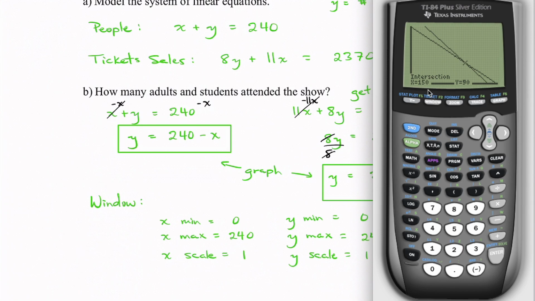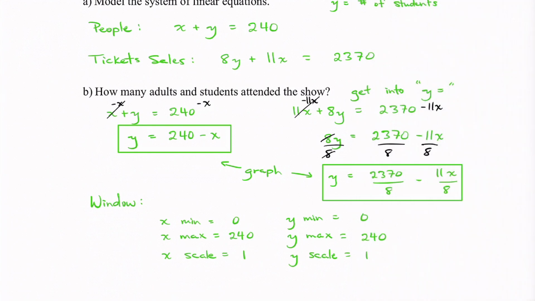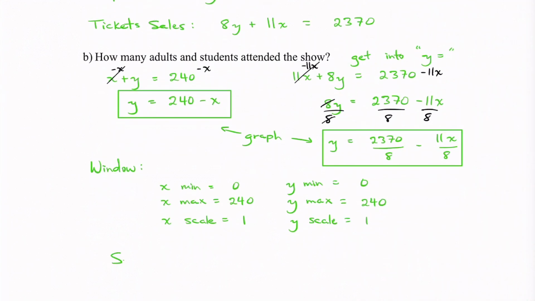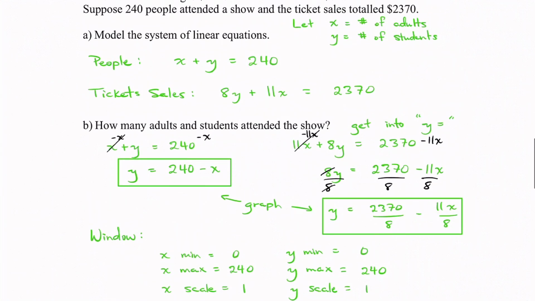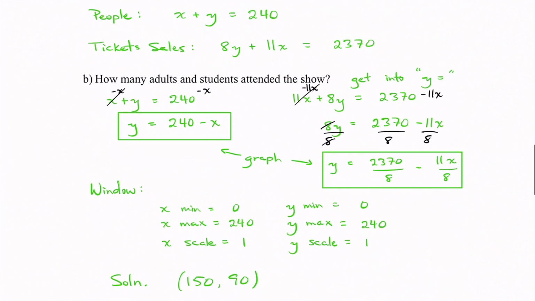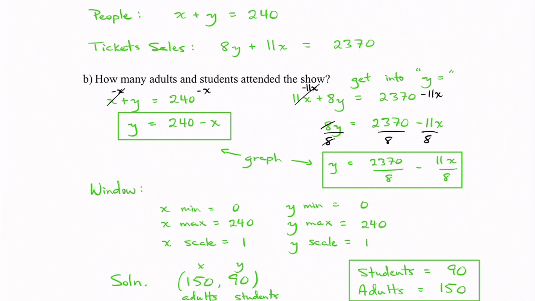And then for our solution, we're just going to write this down. So on our page, our solution was 150 and 90. So remember, we had said that x was our number of adults and y was students. And our points, it goes x and then y. So this is our number of adults, and the 90, that is our number of students. So I'm just going to write that over on the side. So that is our solution. And that was also our last question.